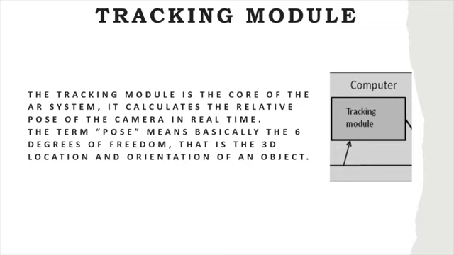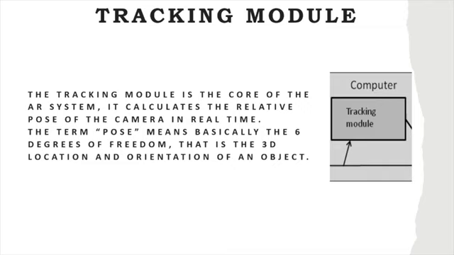Now if we talk about the tracking module, the tracking module is the core. It calculates the pose of the camera in real time. Like it will calculate where your camera is. And if I talk about 6 DOF, 6 degrees of freedom, it means that you have the freedom to look anywhere. This is a very basic definition of 6 DOF. Let me tell you what this term pose does. Pose estimation basically helps to get the orientation and location of a particular object. This is what the tracking module does. It helps to calculate the pose of the camera in real time.